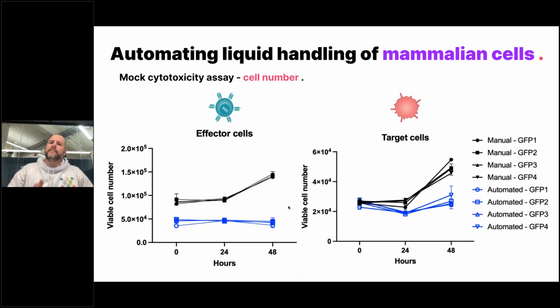It was when we assessed the total viable cell number for each cell type that it became clear that the cells handled using automation were in fact affected and didn't proliferate as readily. The cells were viable, but they just weren't growing as well. This mock assay had shown us that with the current automated protocol as it stood, the impact on cell growth would likely skew the results of the real assay, so not good.